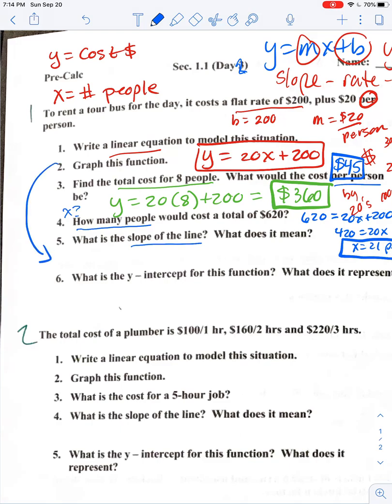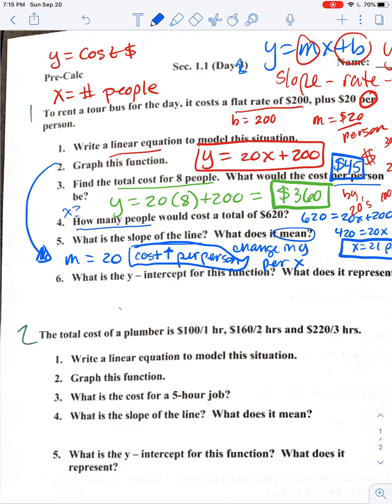Well, we kind of talked about that already. So this question we've already discussed. The slope itself is 20. What does it mean? Slope always means the change in whatever your y is per whatever your x is. So for us, that's going to mean the increase in cost. So it's a cost increase per, and then whatever our x is, which is people. So it's going to be the cost increase per person. That's what it represents or means.